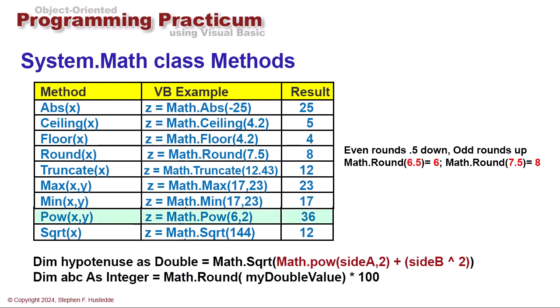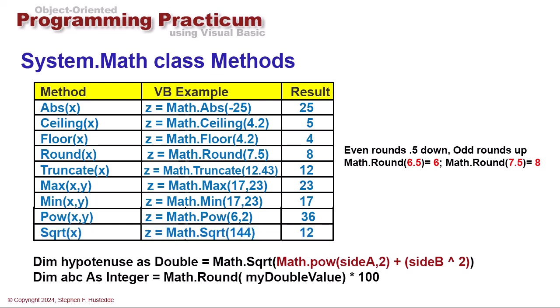Pow is an exponentiation operation, just like our caret operator. But we can use Math.Pow, and here I'm passing it 6, 2. So the value 6 here is being squared. That second number is the exponent. And then there's the Sqrt, or square root. So Math.Sqrt of 144 would return a value of 12.